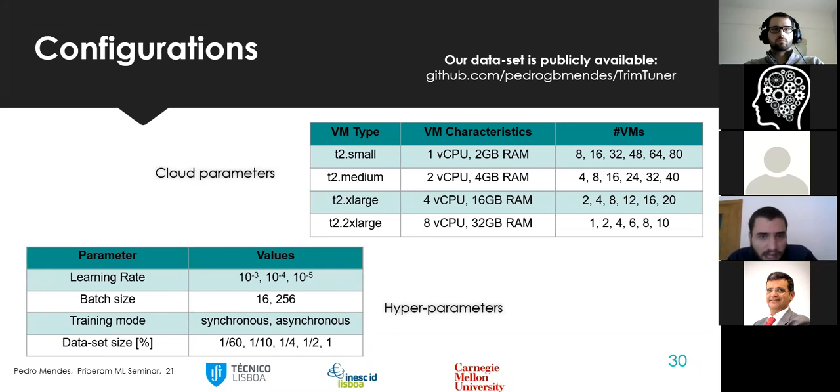It should be noticed that TrimTuner and this work can be extended in order to incorporate different sets of parameters, both cloud and hyperparameters. The only thing that the user needs to do is to add an additional dimension to the search space that corresponds to the new parameter to be optimized by the system. However, it should be noticed that the search space grows exponentially with the number of dimensions. So if we have more dimensions, the search space is much larger, and the optimization problem is much more difficult. So the complexity of the problem increases exponentially too.